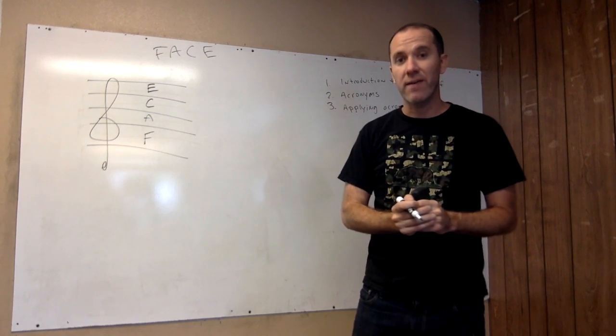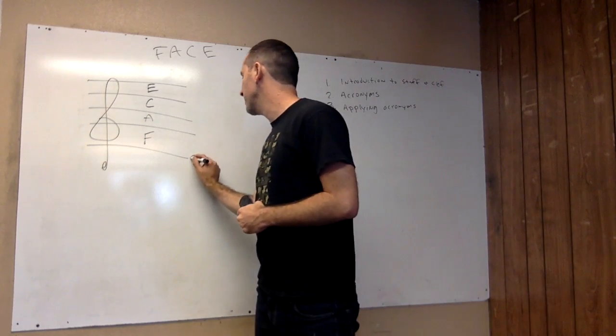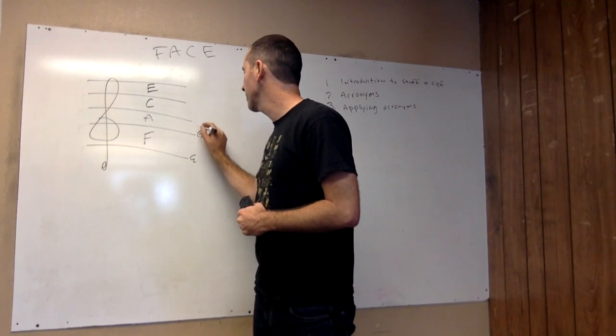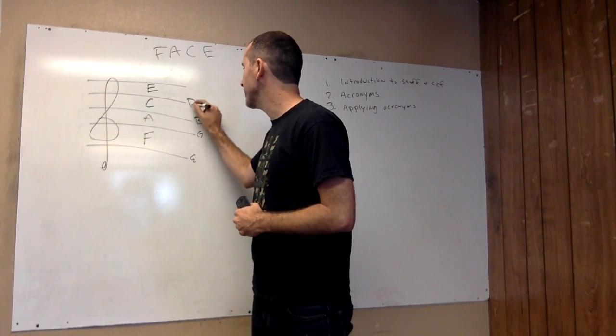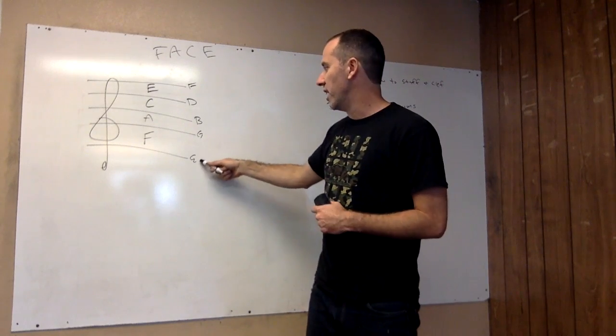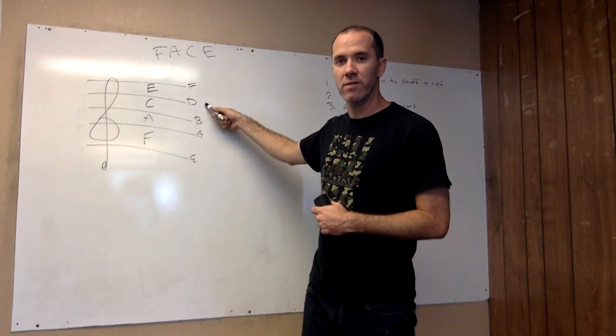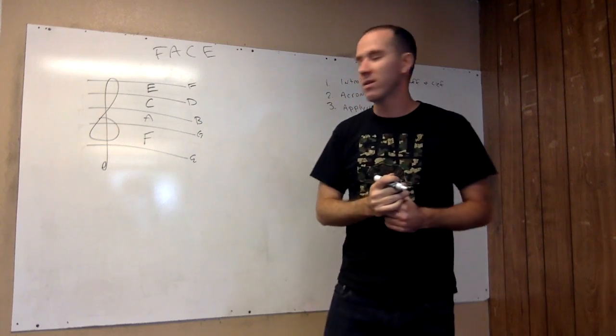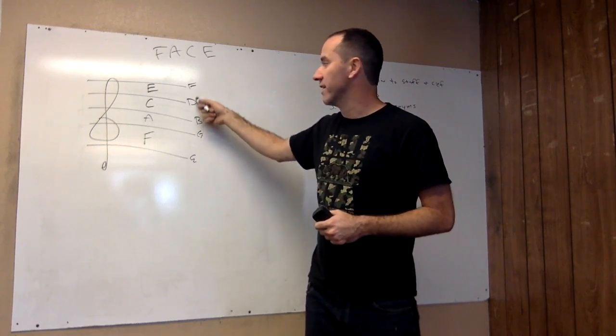Now, the lines, they have their own acronym as well. Like I said, there's 5 lines. So the bottom line is E, and then we have G, then we have B, then we have D, then we have F. And the way that we remember that is, every good boy deserves fudge. Or we can say, every good boy does fine.